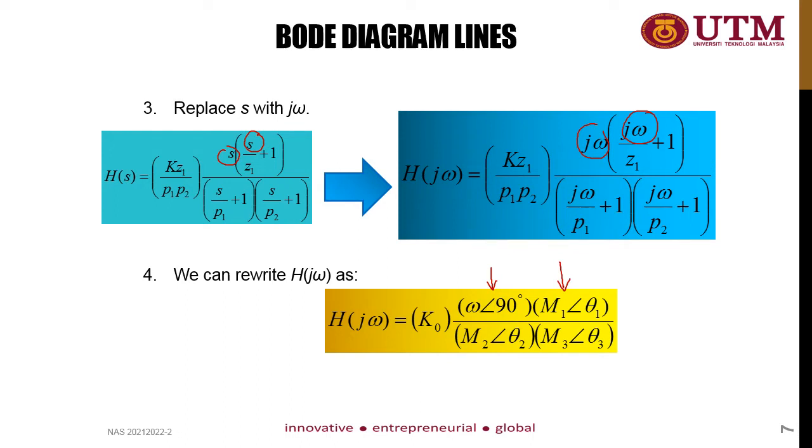So this is the constant k naught, and then you have j omega here. So the magnitude is omega. As we have seen in the Fourier series chapter, j equals 90 degrees or pi over 2. This is the first part on top, and in the second part you have this equation in complex or rectangular form, so you can convert it into polar form. So you have the magnitude for the first component and the phase. The same goes for the denominator.